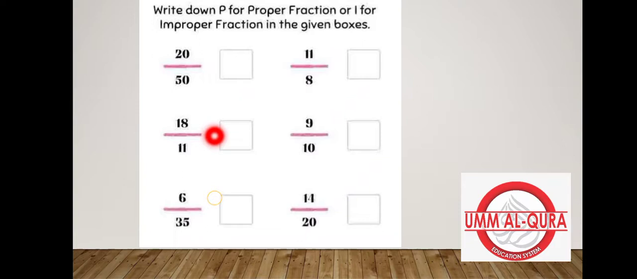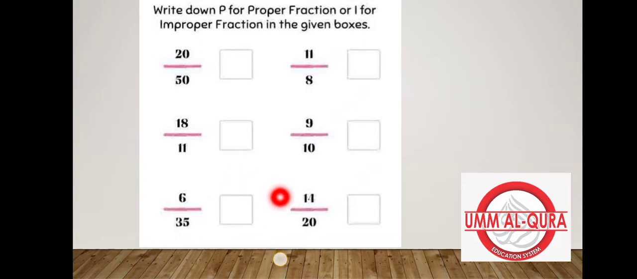Here the numerator 18 is larger than the denominator. So that's why it's called improper fraction. Here is 9 by 10. Here 9, the numerator, is smaller than the denominator. So which is why it's proper fraction. Here is 6 by 35. So here the numerator is also smaller and the denominator is bigger, which is why it's called proper fraction.